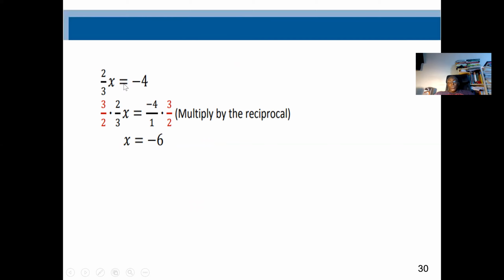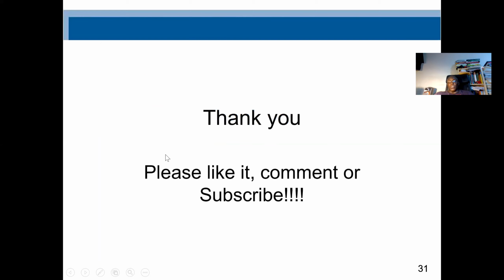Then the last question, we have 2/3 x equal to negative 4. So since it's 2/3, I can multiply by 3/2 to cancel. So we have 3/2 here also, and everything will cancel. So x will give me negative 6, because 2 can go into 4 twice, which is negative 2, and negative 2 times 3 is negative 6.